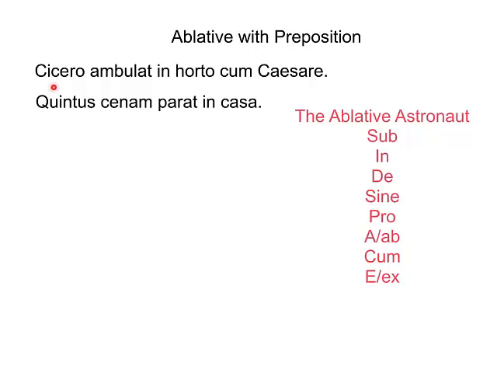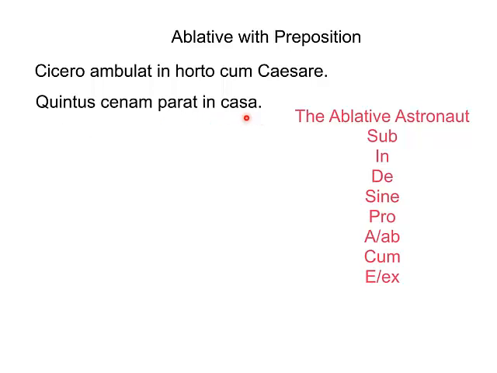So, Cicero ambulat in horto cum Caesare. Cicero walks in the garden with Caesar. Okay. The translation of the ablative here is totally dependent on what preposition you have. Same thing in this other sentence down here. Quintus cenam parat in casa. Quintus prepares dinner in the house.